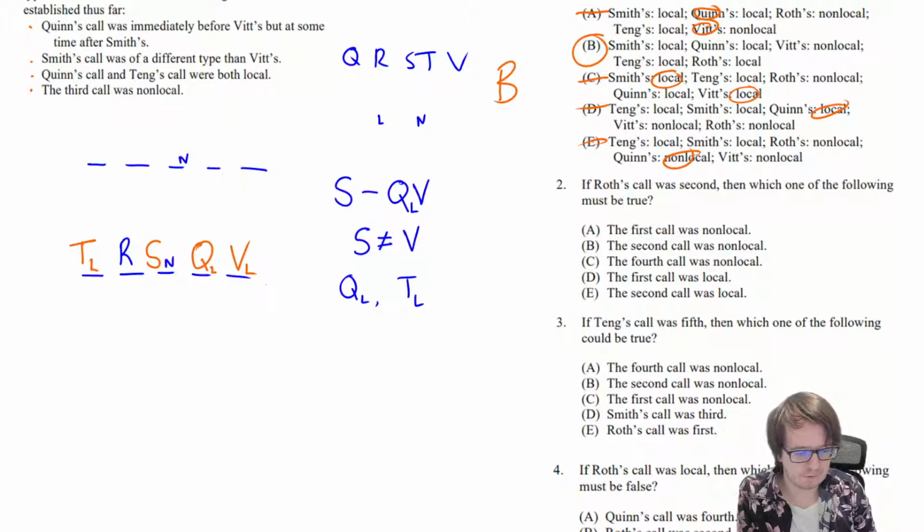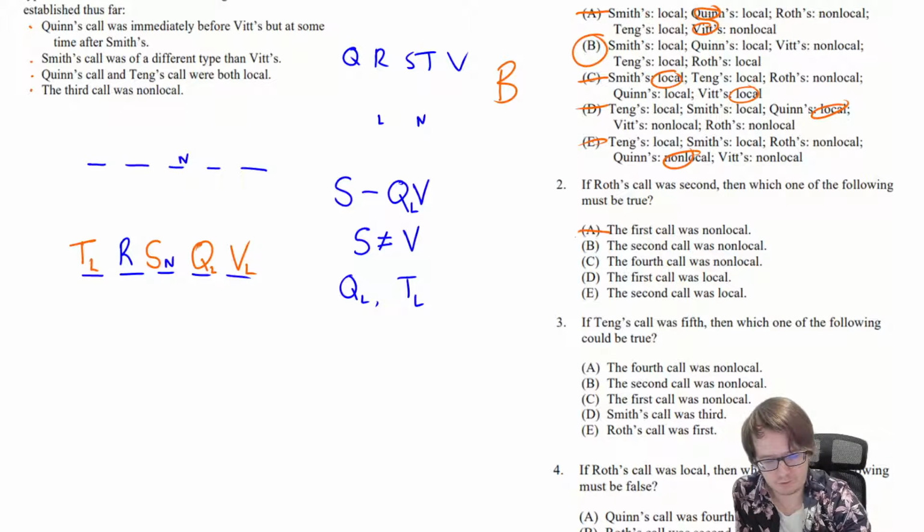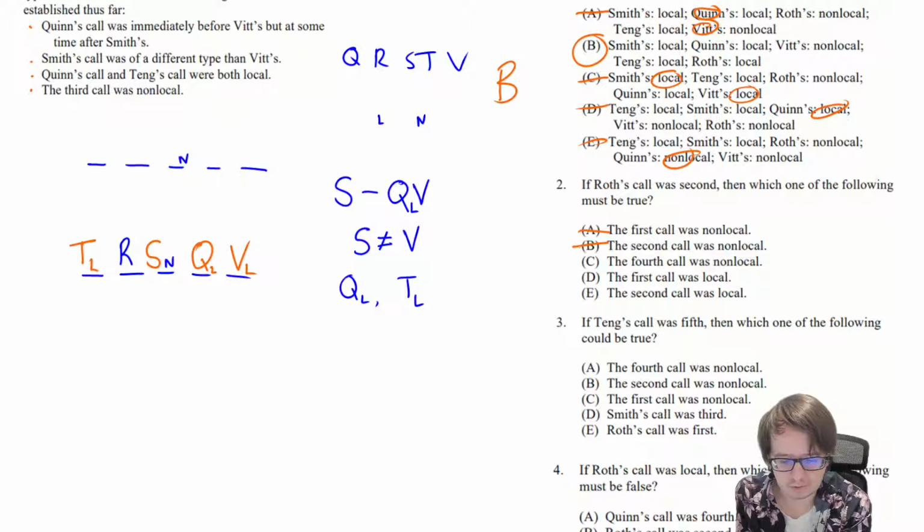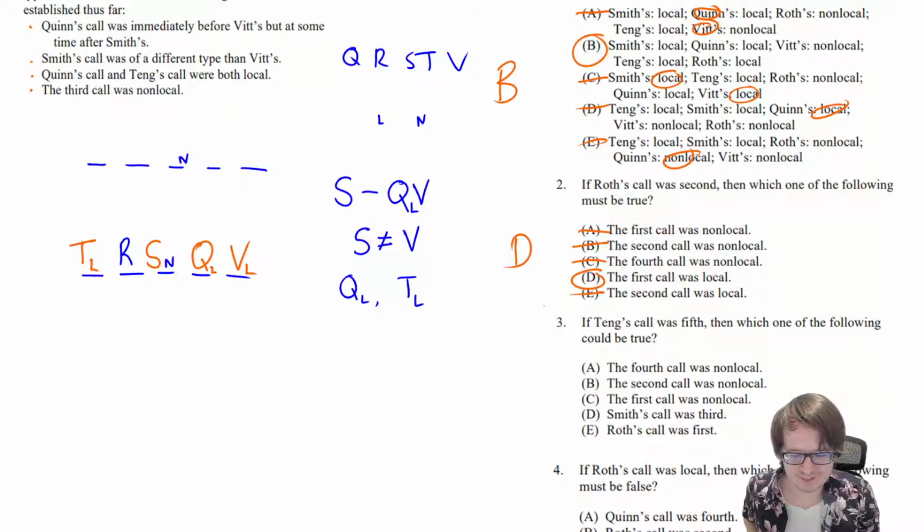Okay, so which of the following must be true? A, the first call was non-local. That's not true. The first call is definitely local. B, the second call was non-local. This doesn't have to be true. It could be true, but this question is asking which must be true. So it's not B. C, the fourth call was non-local. That's not true. That's where our Q, our local, is. And D, the first call was local. Yes, that is what we have. Just to verify the other one doesn't work, E, the second call was local. Well, we don't know. So B and E are kind of both saying the opposite things, and we don't know which one is true. One of those is true, but we don't know which one.